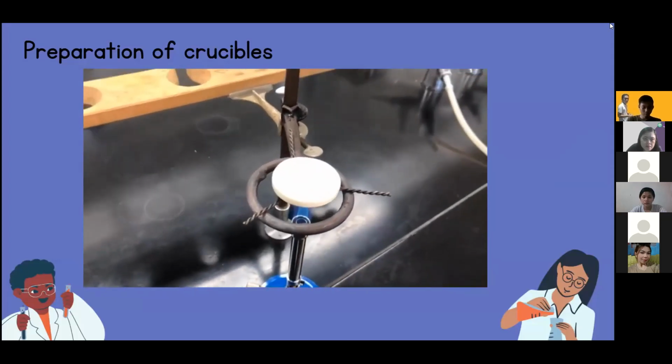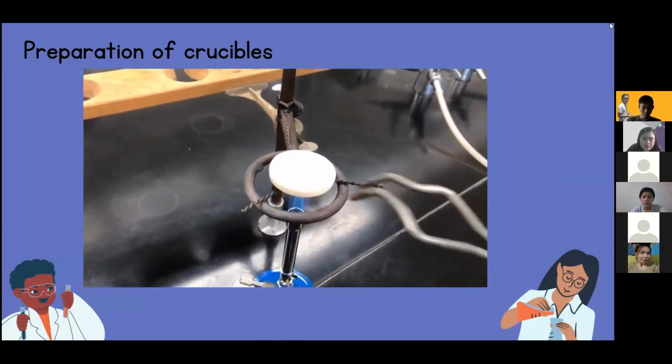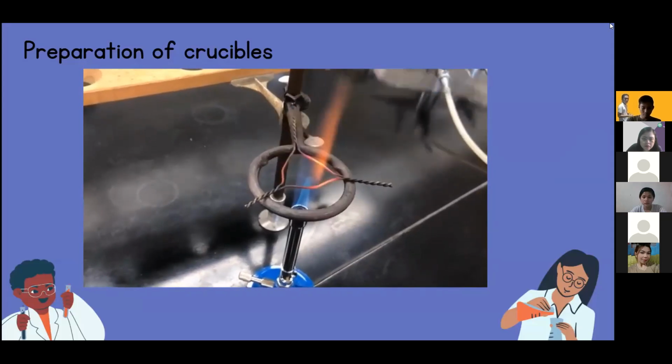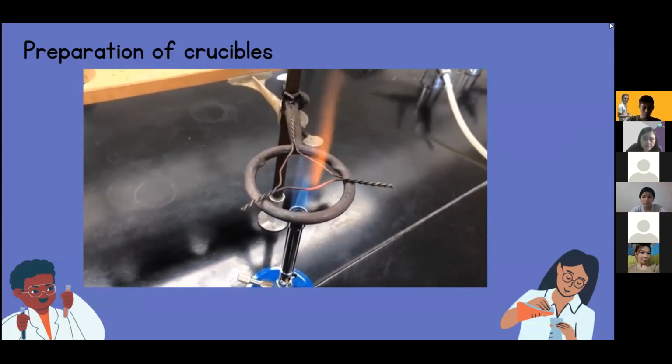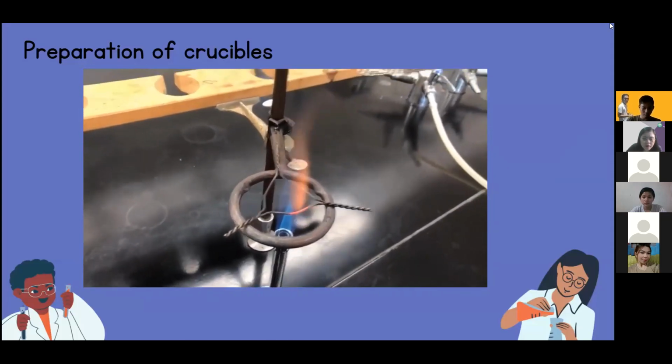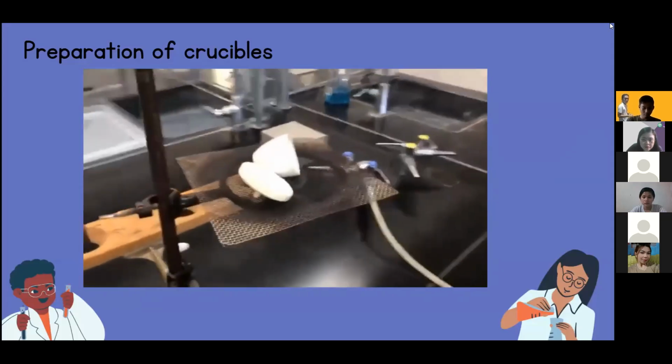So the next thing I'll be showing you is, assuming that I can get this to a constant mass, how we can go about heating a sample inside the crucible.